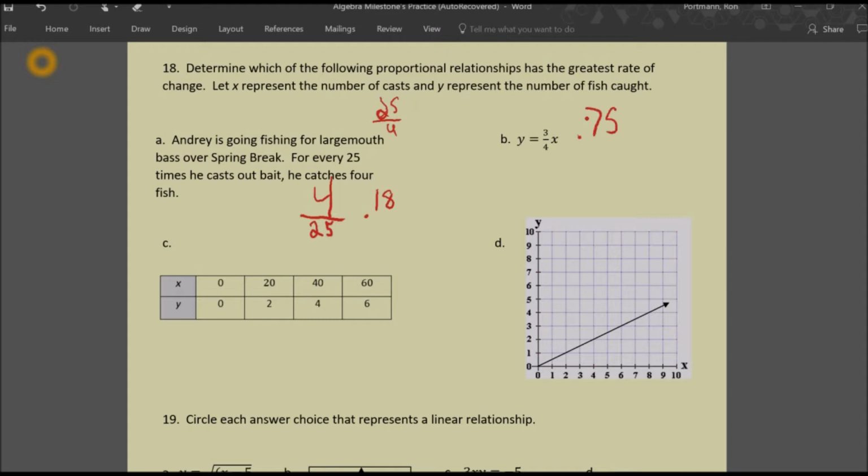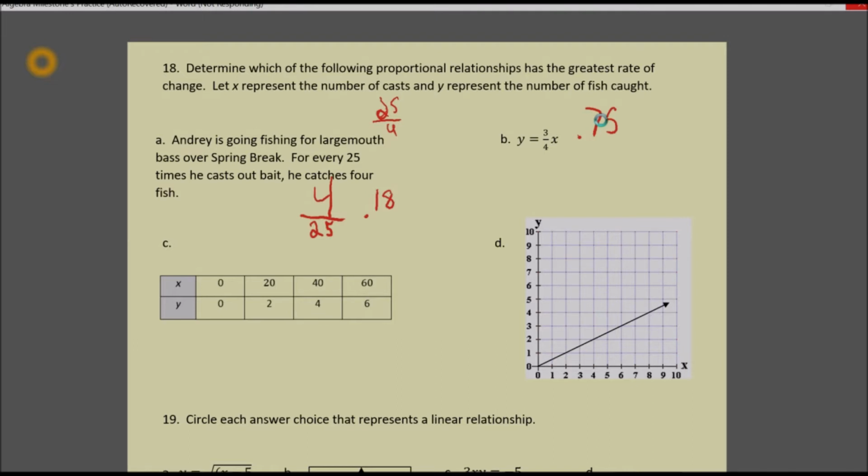So far, this one has the greater rate of change. It's already bigger than A, so A is definitely not our answer. We can get rid of it. All right? So that has a rate of change of 0.18. This one has a rate of change of 0.75, so A is not your answer.